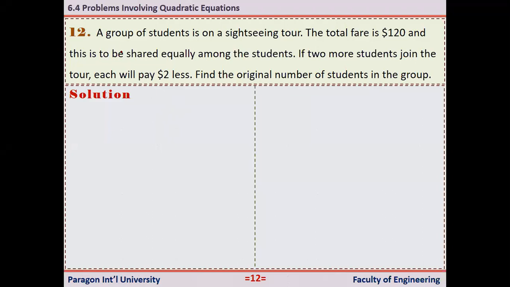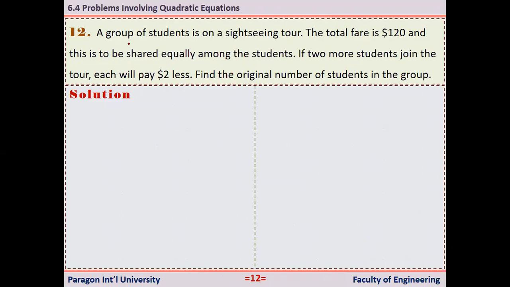So in question 12, a group of students is on a sightseeing tour. The total fare is $120 and this is to be shared equally among the students. If two more students join the tour, each will pay $2 less. Find the original number of students in the group.